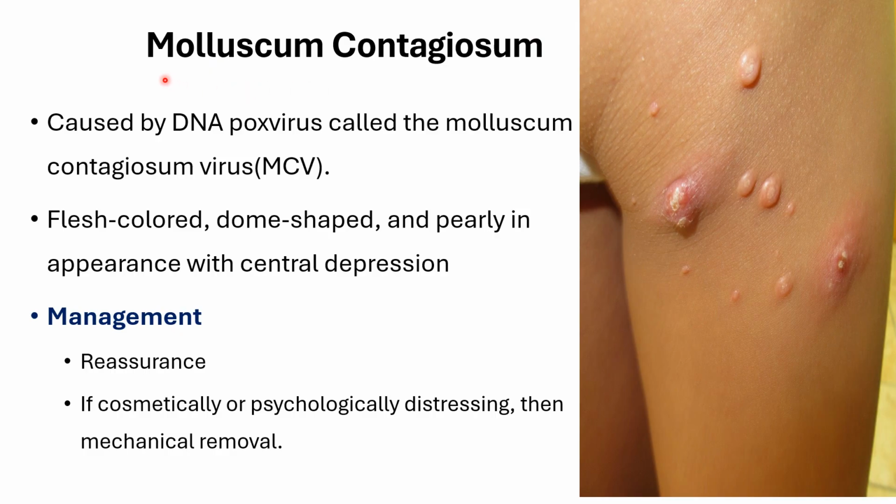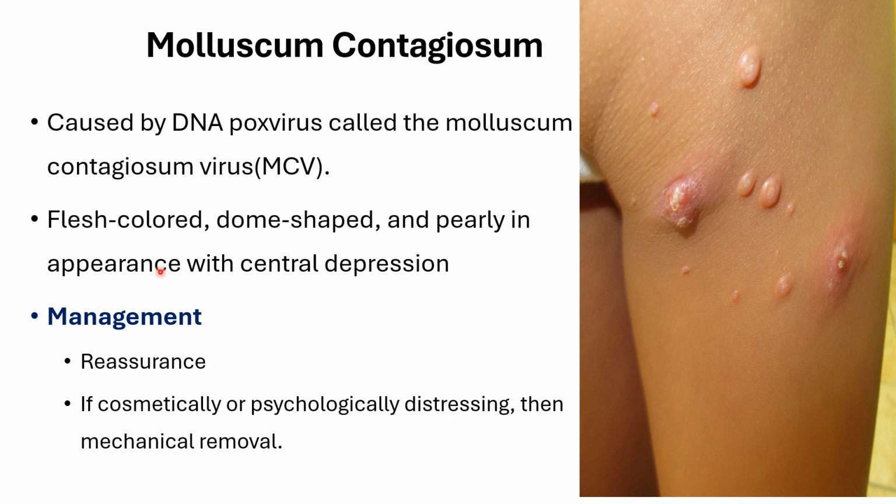Molluscum contagiosum is very common, caused by a DNA pox virus called the molluscum contagiosum virus. It will give you the classic flesh color, dome-shaped, pearly, shiny in appearance with central depression. It may change from the scratch or the touch.